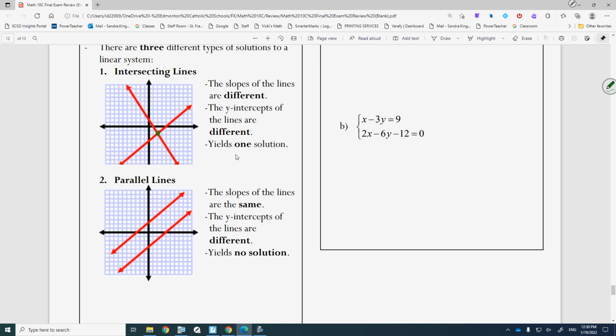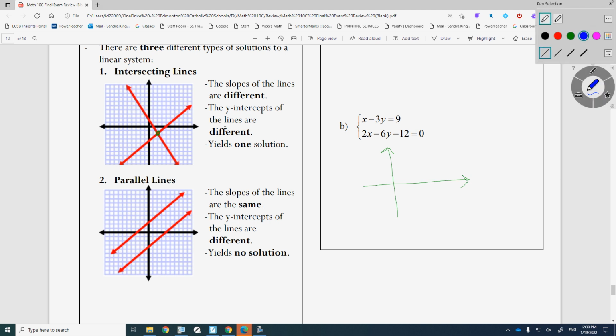Parallel lines, remember, is the exact same slope. Same slope, but different y-intercepts. They're going to be parallel. The last case will be if you have 2 different systems, and when you graph them, that's, let's say, the graph for the first system, and the second system goes right over top. How many solutions would that have? Infinite. Yeah, that would have infinite solutions.